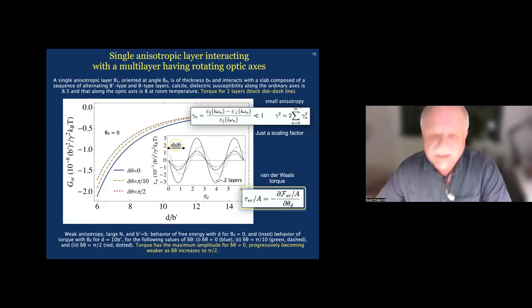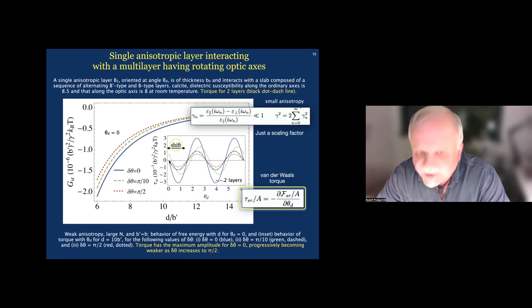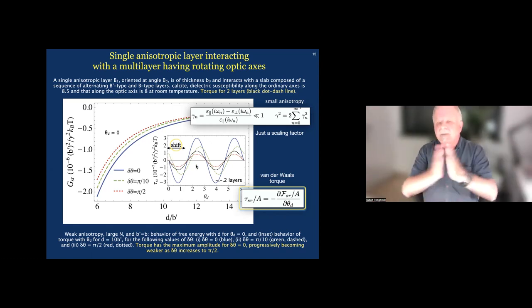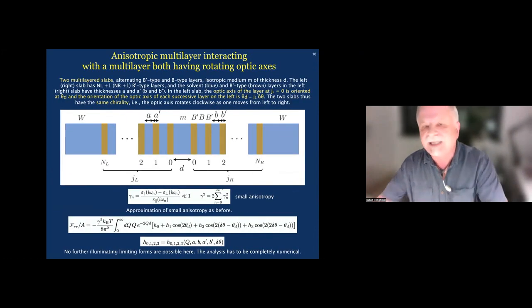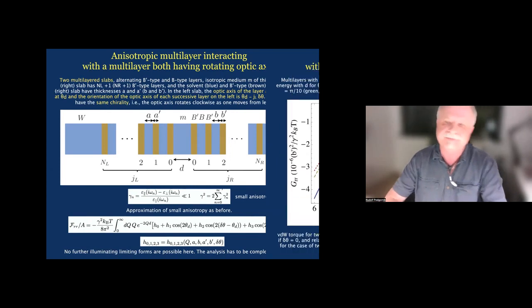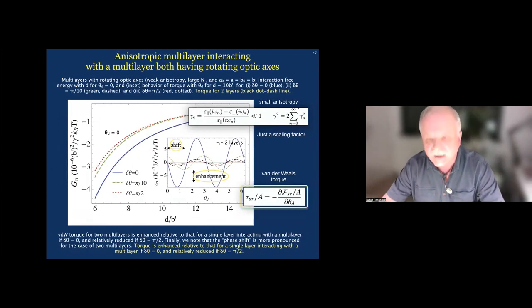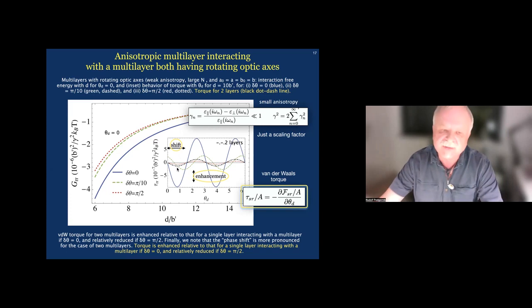Okay. So you also see a displacement, a shift in the angular direction depending on the delta theta. So if delta theta is pi over 2, you see the shift in the curves towards the right, proportional to delta theta. Now, the same thing you can do for two multilamellar layers. So not one, but many on the left and many on the right. Very similar results. Again, there is a shift in the angular direction, and there is a variation of the magnitude of the torque as a function of delta theta.